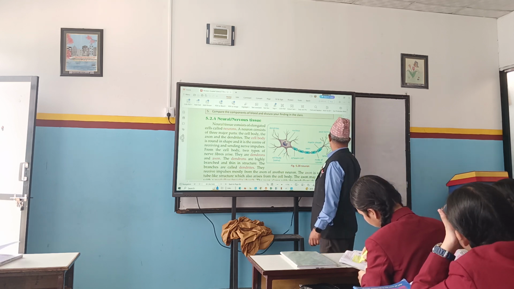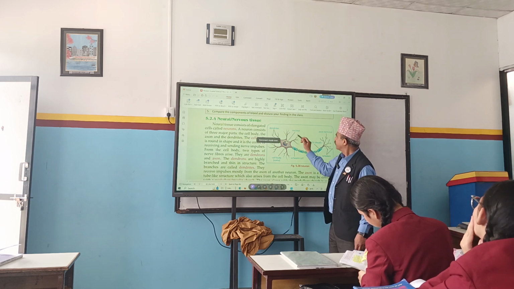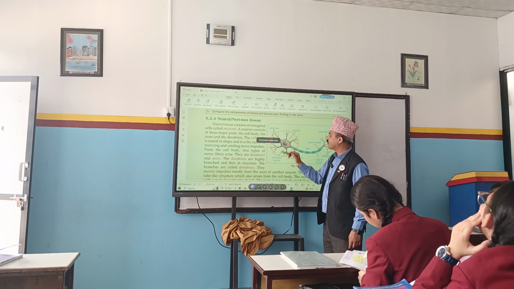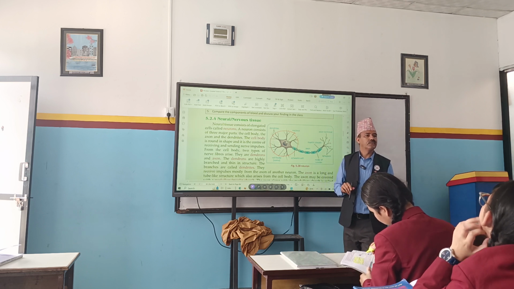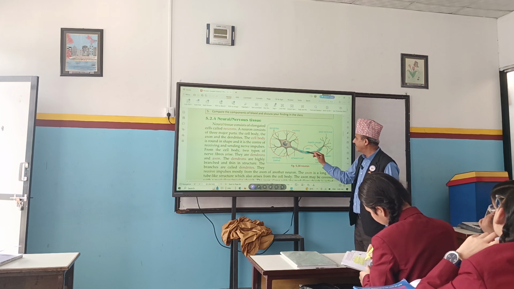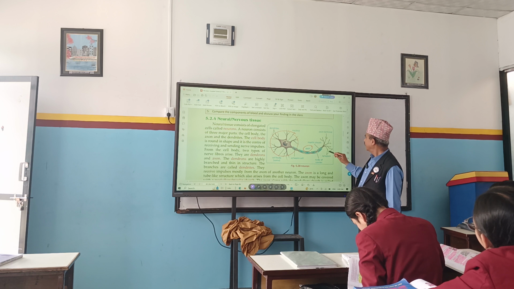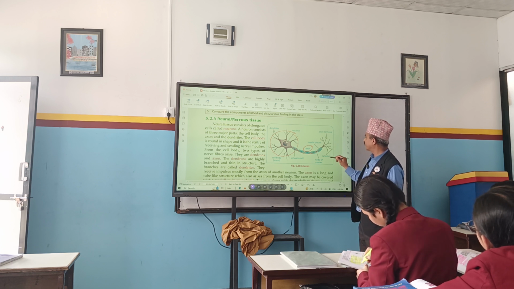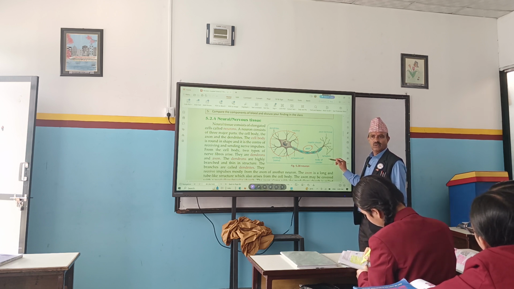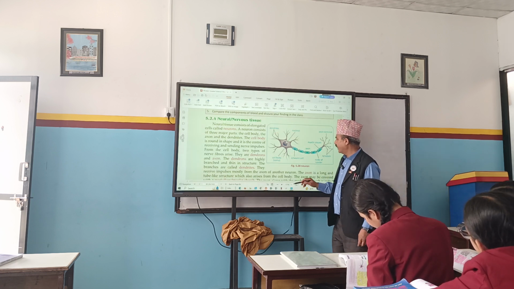And here we have to remember, this part is called cell body. What do you call it? Cell body. And this elongated part is called axon. And just here you can see some dots like structure, they are called synapse. What are they called? Children, look at here.